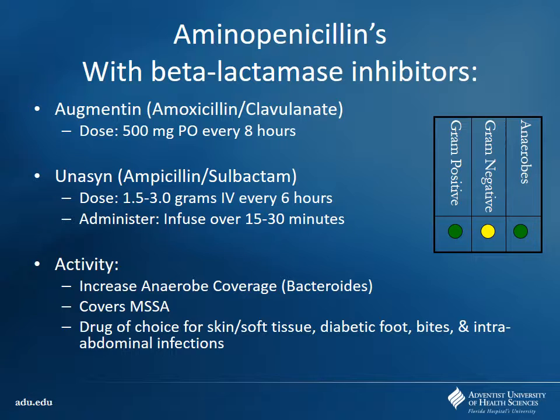So when you add a beta-lactamase inhibitor to an aminopenicillin, you start to increase its coverage. You're going to be able to treat a wider range of bacteria by adding on that beta-lactamase inhibitor. You start to see better anaerobic coverage, especially things like Bacteroides are now covered. It will cover MSSA, so that methicillin-sensitive Staph aureus can be covered by this. And so the place where this really works very well is where you're worried about gram-positives and anaerobes. So things like skin and soft tissue infections could be a good use for that. Diabetic foot infections, and certainly bites and intra-abdominal infections could be another source as well, right?